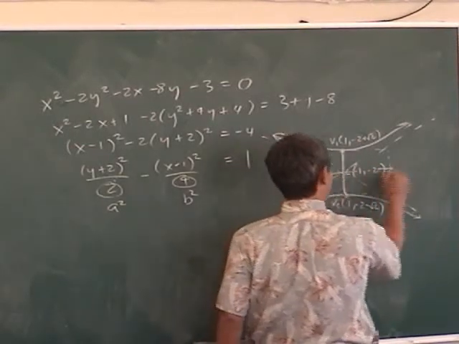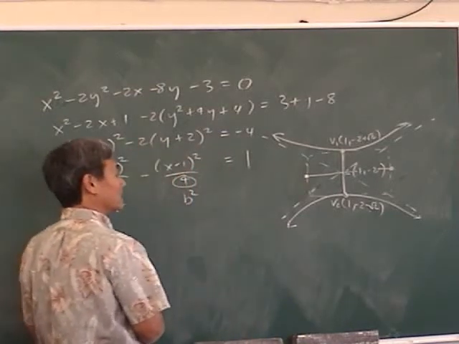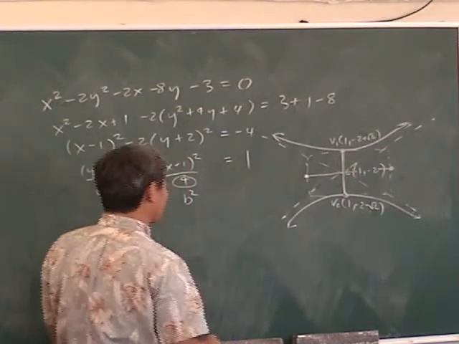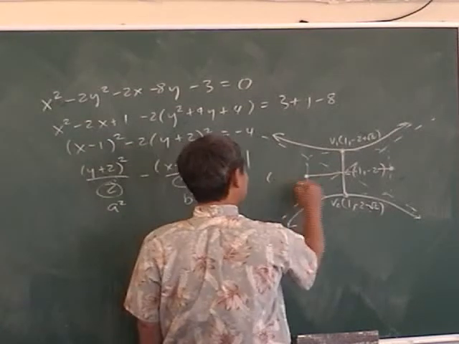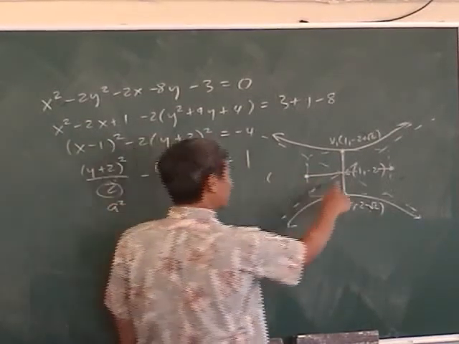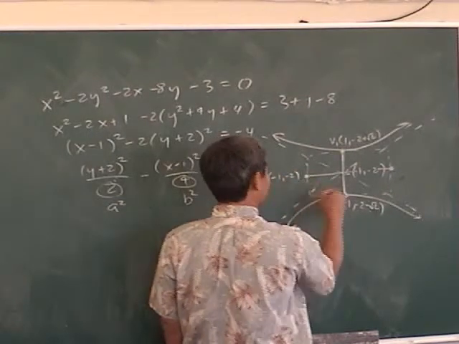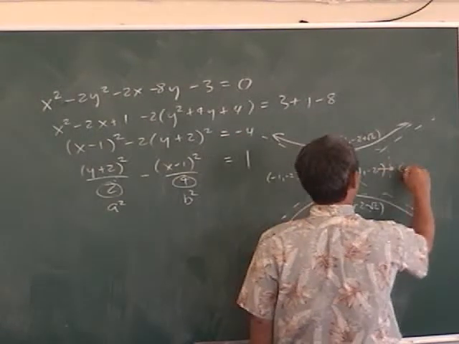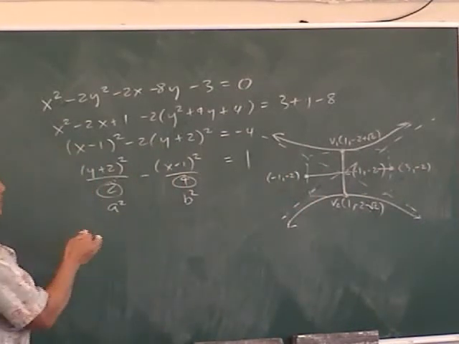And what are the endpoints of the conjugate axis called? Okay? So what are the endpoints of the conjugate axis? Well, you went 2 left and 2 right. So if I go 2 left, where are you? -1, -2, see? And then if you go 2 to the right, you're at 3, -2. Okay, so that's the stuff you did last year, right?